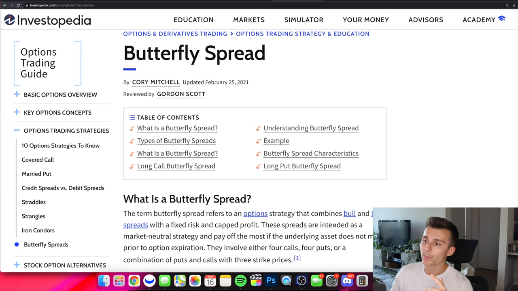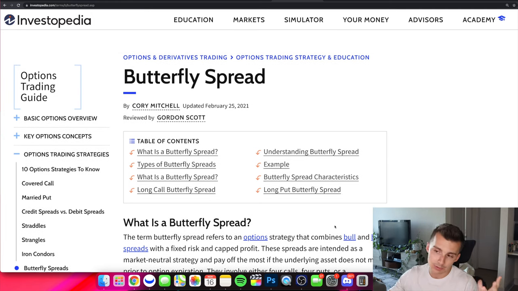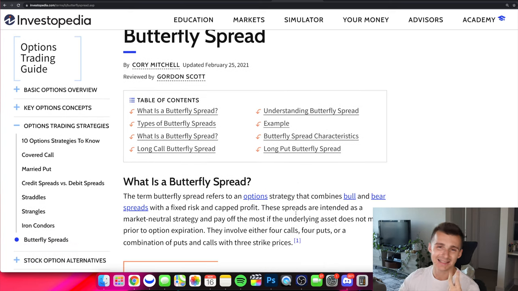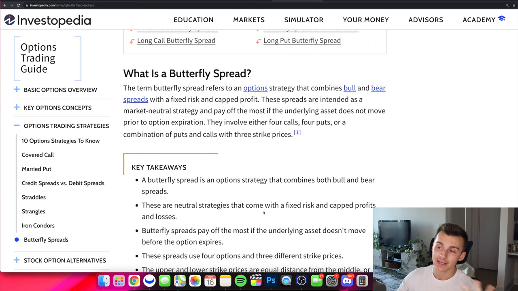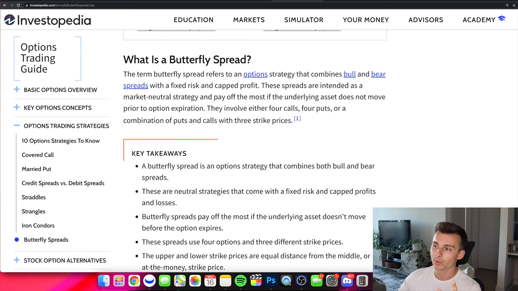So here we go. We are looking at butterfly spreads. We'll give you guys a brief overview and then we'll dive into it, because when it comes down to it, reading doesn't help me. I look at this stuff and I'm like, okay, cool. But how do I do it? How do I go buy it? How do I go do that? So this is what we're going to be diving into.